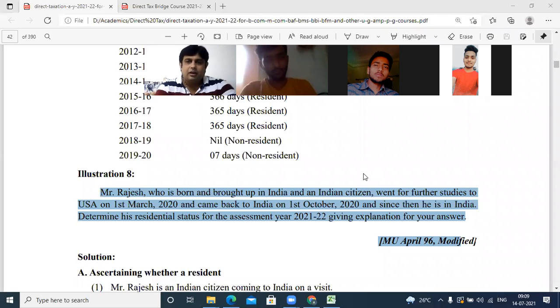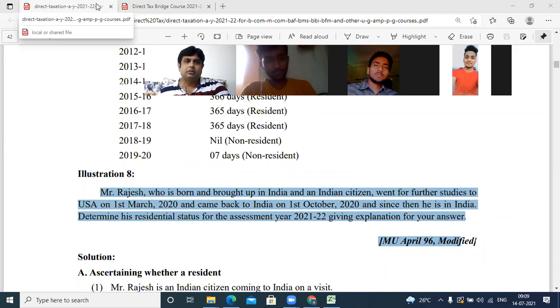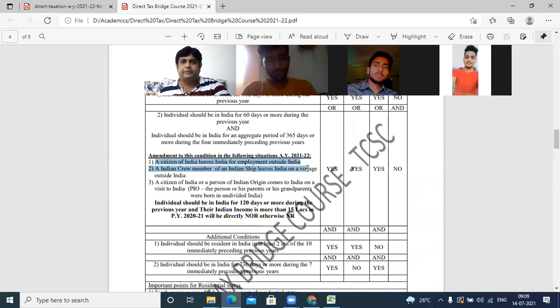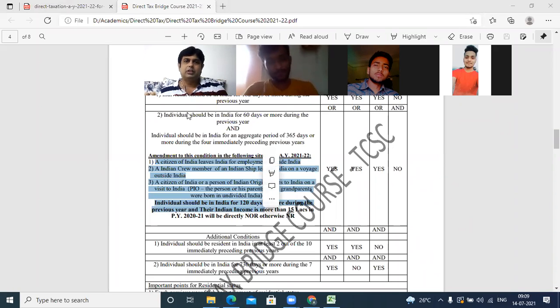Tell me, this much you people are unable to answer. It is too much here. I told you several times when it will come as an exception with these three conditions: leaves for employment, member of Indian ship or a person of Indian origin employed abroad coming to India for visit. अरे इतना याद नहीं रहता है आप लोगों को, too much है यार.